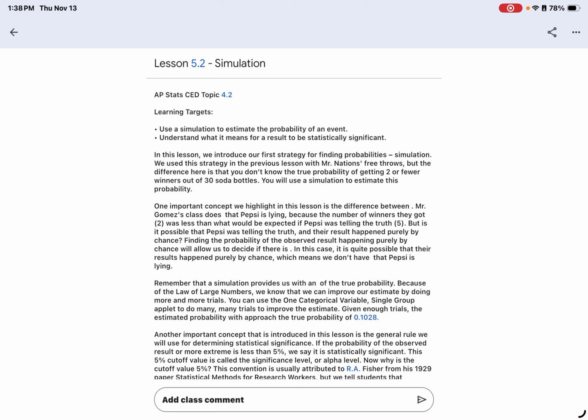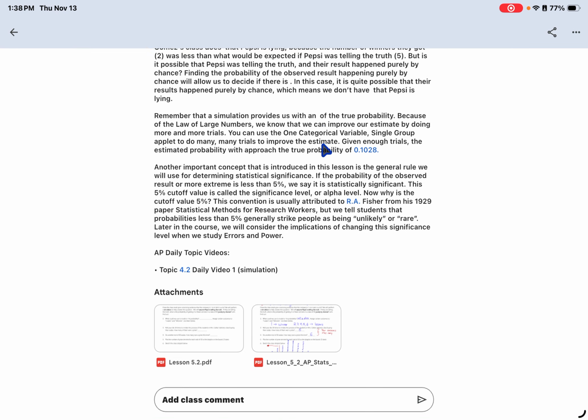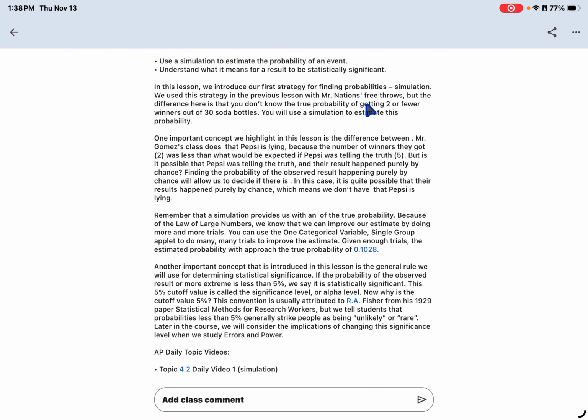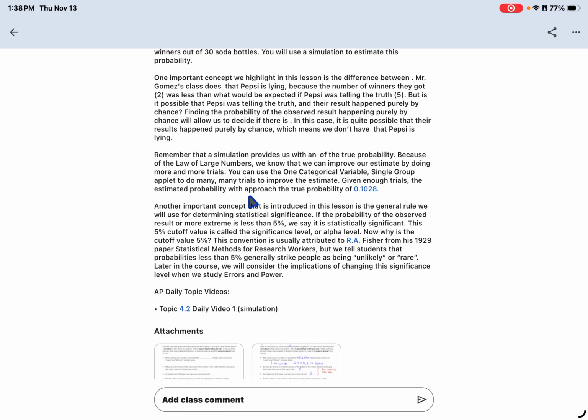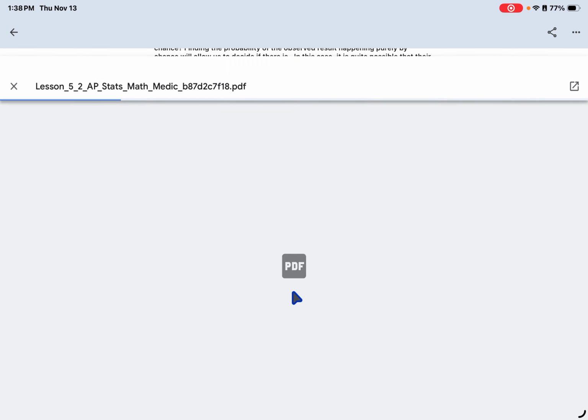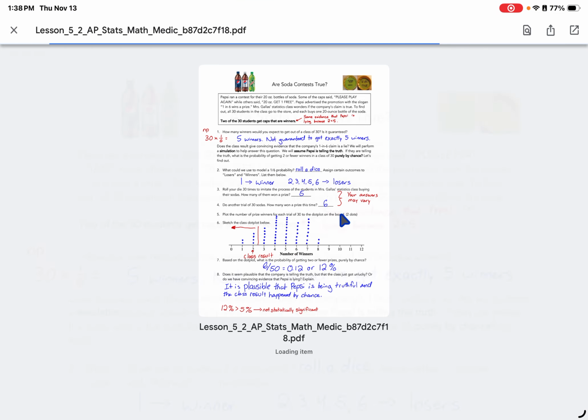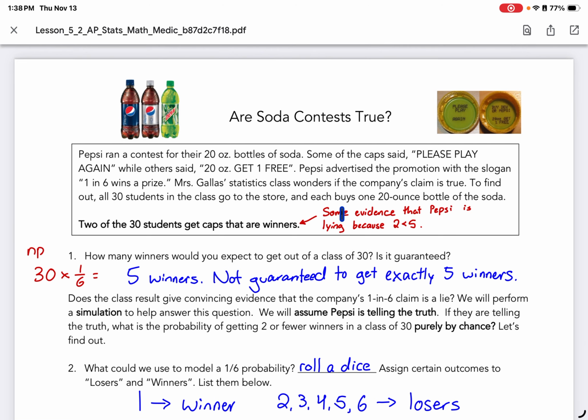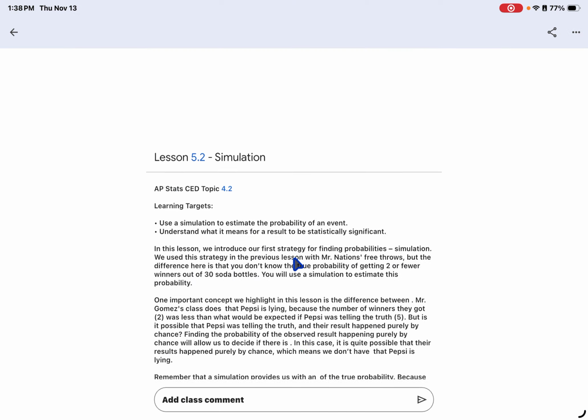Specifically, what are we doing in this lesson? We're going to use simulation to estimate the probability of an event. We are also going to understand what it means for a result to be statistically significant. Again, statistically significant. It is not going away. You can read through all of this, and you're going to see that you have your notes here. You could just copy them down, but I would still recommend watching this because I'm going to go through them.